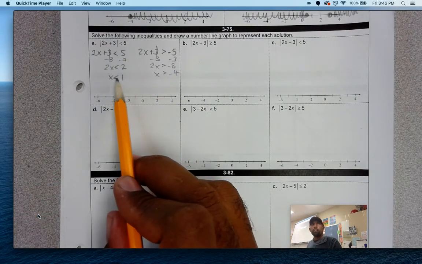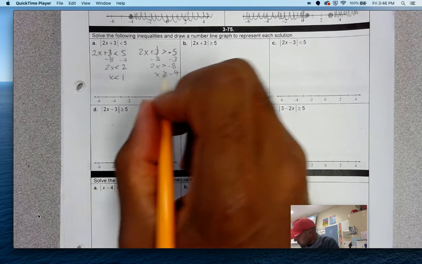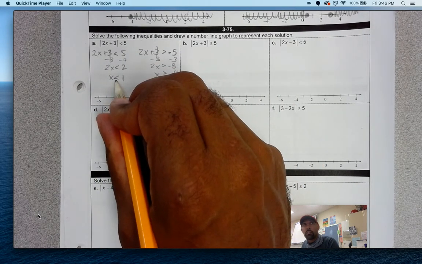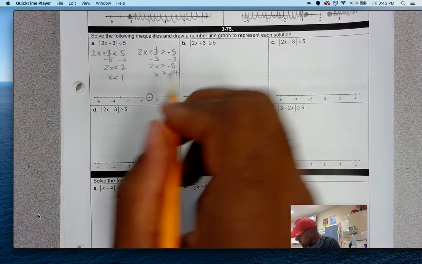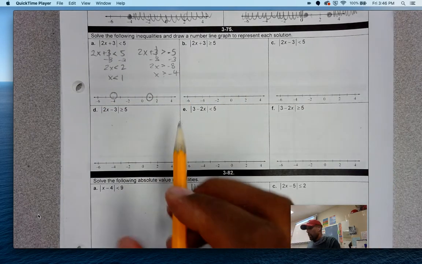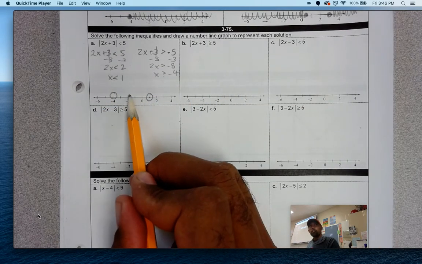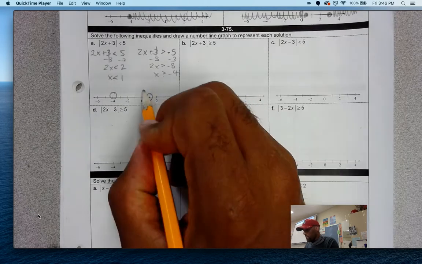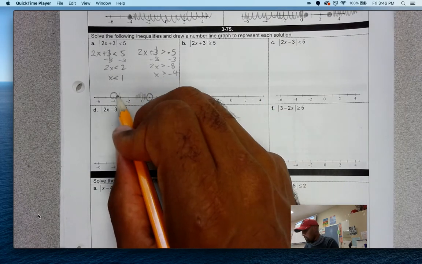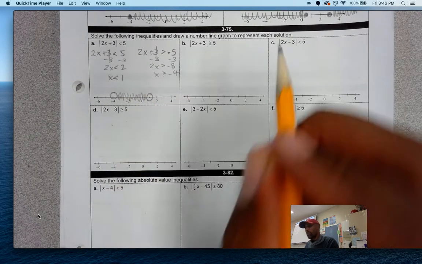Okay, so now I have x is less than 1. So here's 1. And remember, that doesn't have the equal to sign, so I put an open circle. And x is greater than negative 4. Open circle there. Less than 1, so that means I should be shading to the left. And greater than negative 4, so that means I need to shade right in the middle.